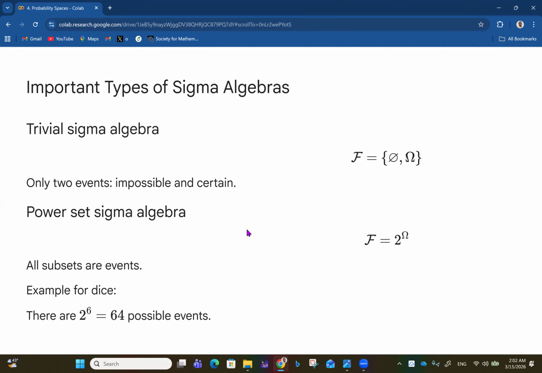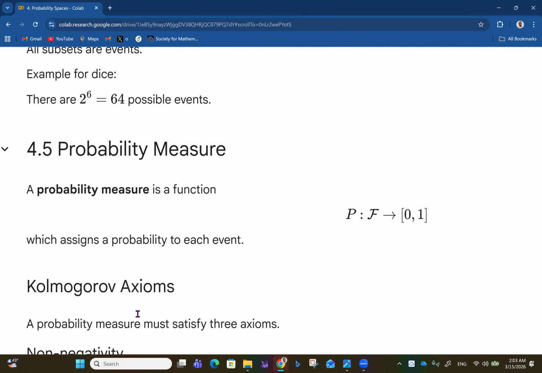Then you have the power set sigma algebra, which is 2 raised to the power of the sample space, like that. So in this case, all subsets are events. Example for a die: there are 2 raised to power 6. So if you have a die, you have 2 raised to power 6. That means 64 possible events when you have a die. So you have 2 raised to power 6, and that goes to 64.